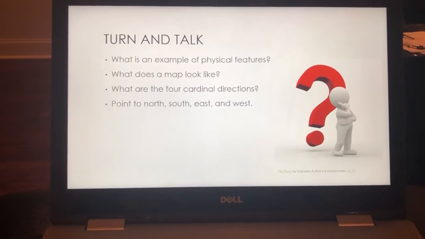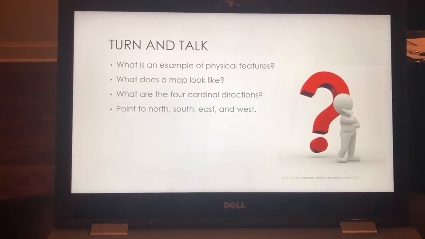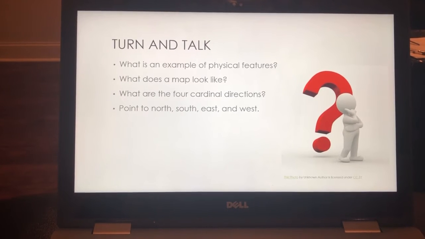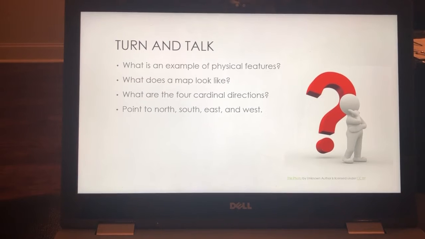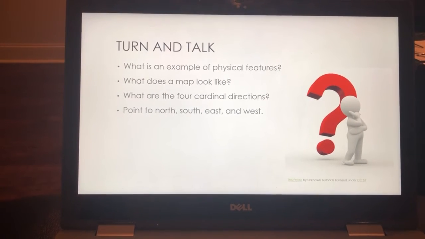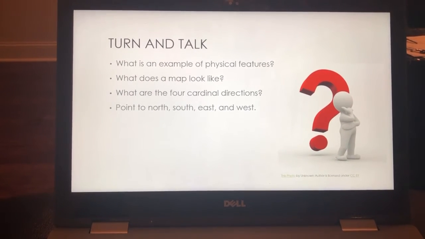Now we're going to turn and talk to your neighbor and answer these questions on the board. First, what is an example of a physical feature? You can look around the classroom and see if you can get an example that way, or you can remember an example from the video.